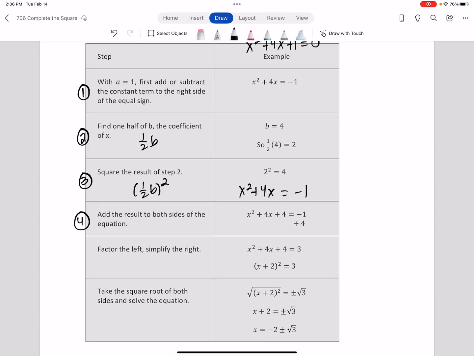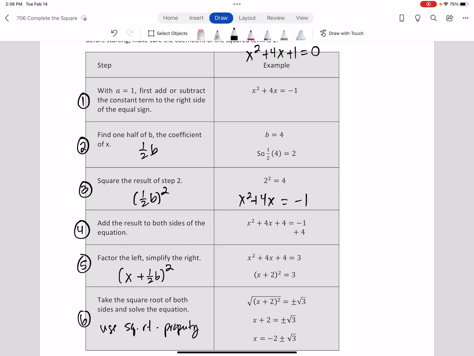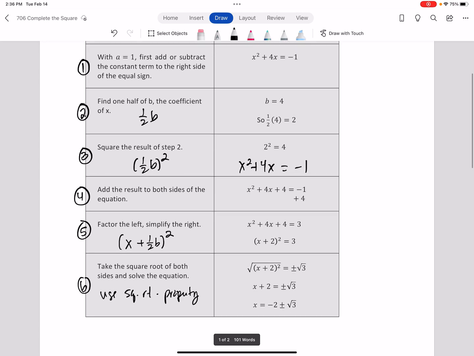Step number 5 is factor the left-hand side. The left-hand side should factor into (x plus 1/2 b) squared. Then step number 6 is to use the square root property. Take the square root of both sides, you get plus or minus, and then solve for x. So with a equals 1, put the constant term on one side, find half of b, square it, add it to both sides, factor the left-hand side, and then use the square root property.